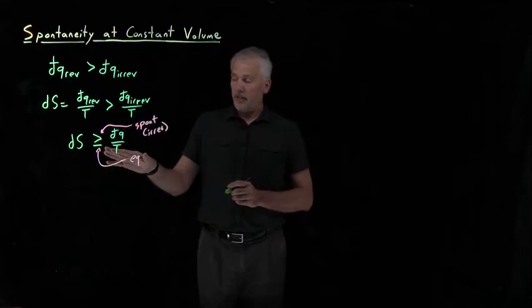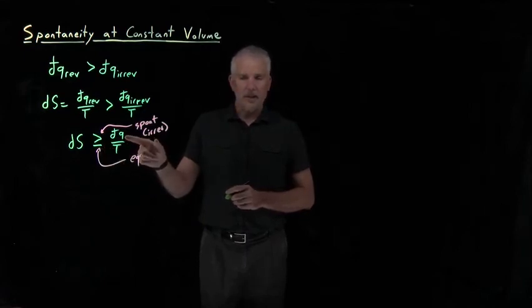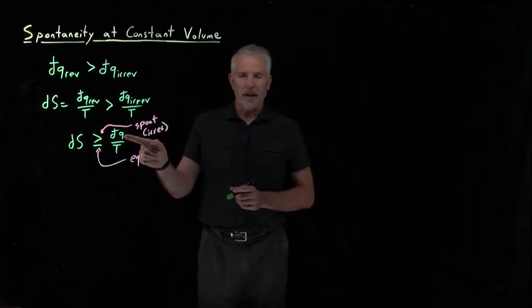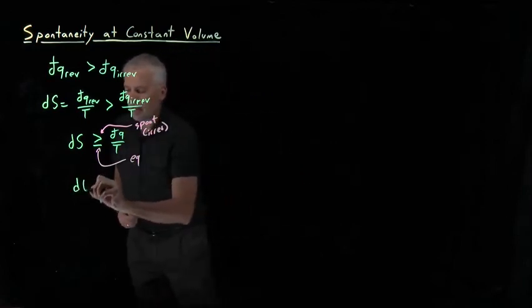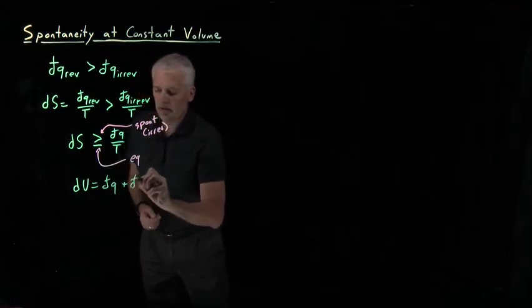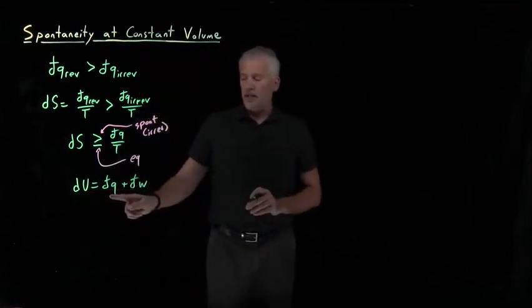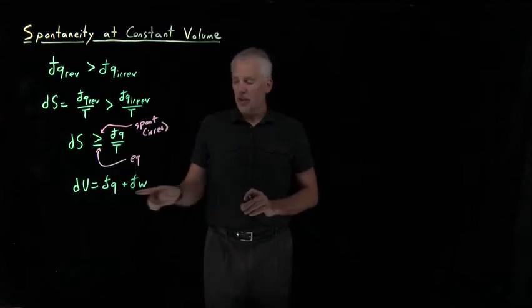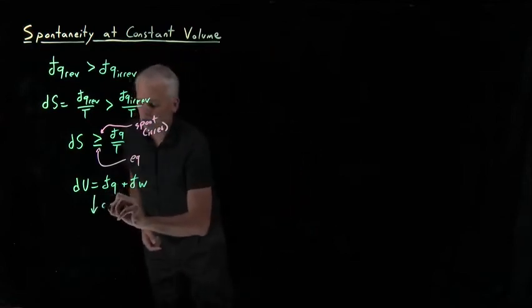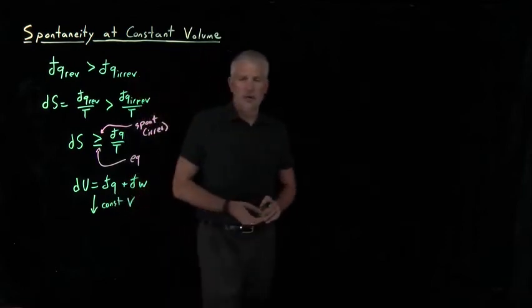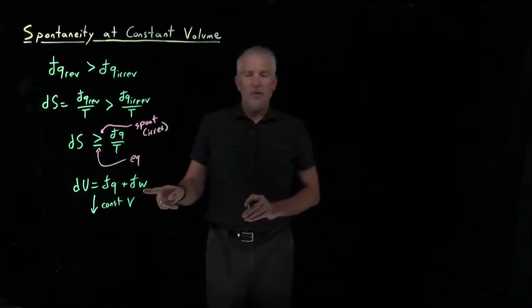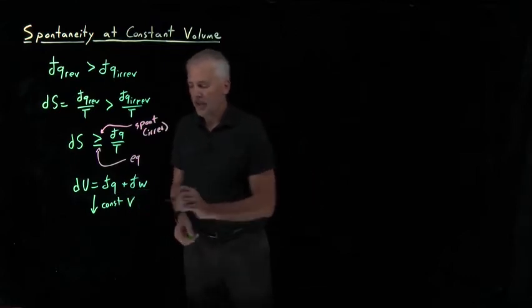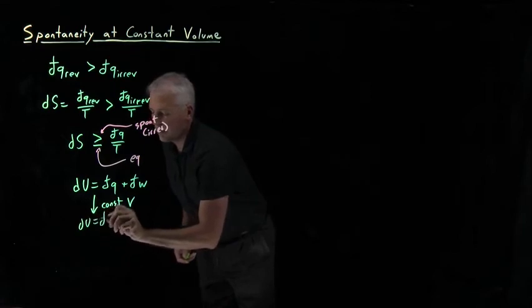So that's significant, but it's not all that convenient because now we're back to using a path function. Heat is a path function. We'd much rather have this defined in terms of state functions. So in an attempt to get rid of the path function dQ, we can go back to the first law. Energy is heat plus work. That'll let us rewrite the heat in terms of some other functions. And in order to get rid of the dW here, let's make an additional assumption. Let's assume we're doing something at constant volume so that there's no PV work. If there's no change in volume, no PV work, then work is going to be equal to zero. And under those conditions, dU will be equal to dQ.